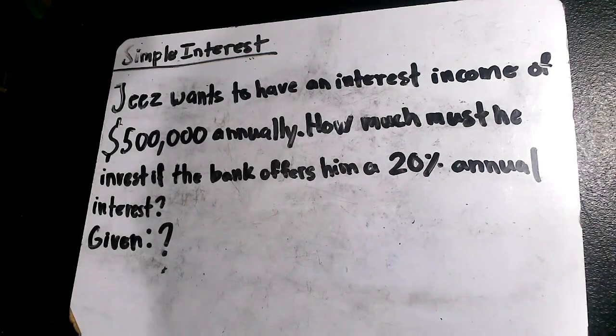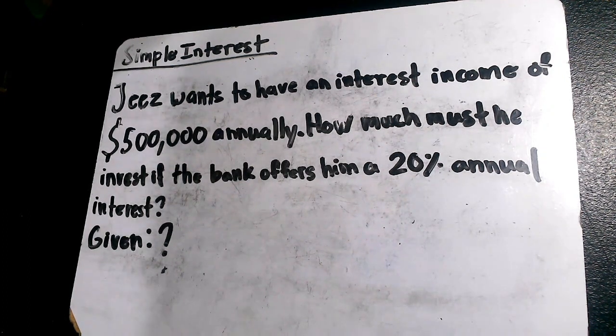Since you already know the terms and formulas that can be used to solve a simple interest, I will now be giving an example problem, which I will discuss for you to properly understand the lesson. Giz wants to have an interest income of $500,000 annually. How much must he invest if the bank offers him a 20% annual interest?